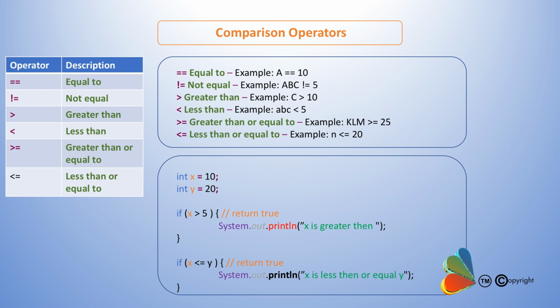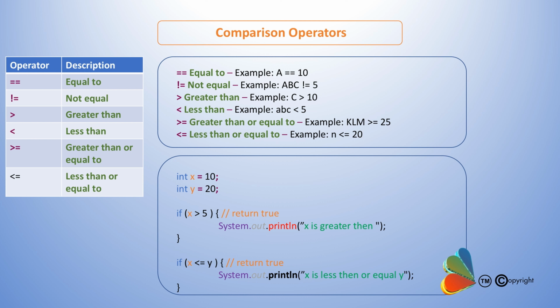Equal to checks whether its two operands are equal, returning a Boolean result. Not equal. If the compared values are not equal to each other, then the expression returns true. Greater than. Check conditions if the first operand's greater than second operands.